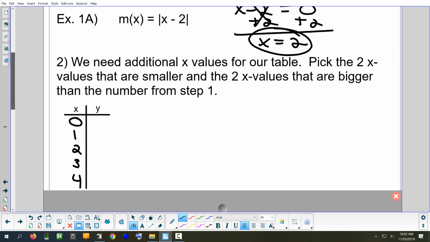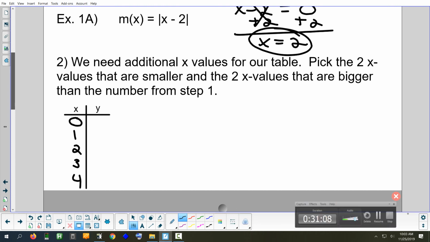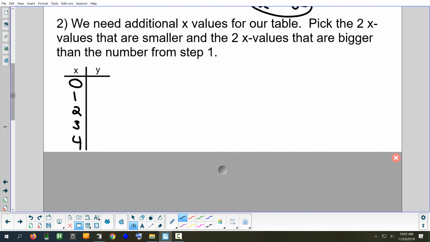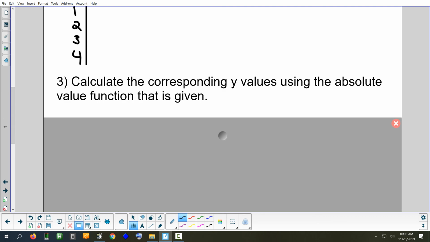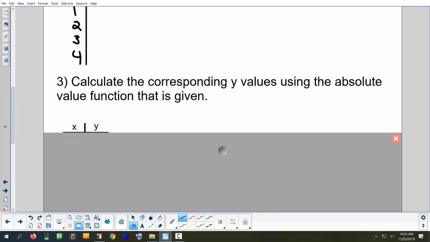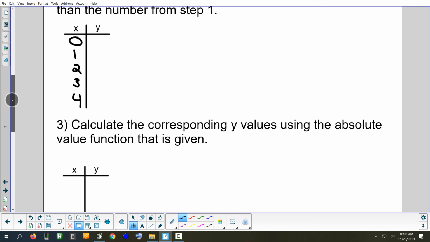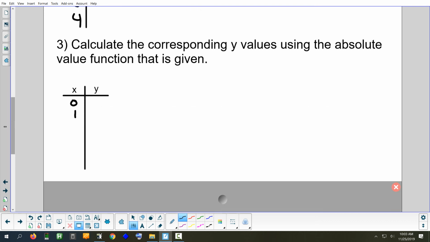We get the one in the middle, and then we get 2 smaller and 2 larger. All right, so that's the hard part, just figuring out which x's to pick. Okay? That's all I'm going to do for step 2. What column haven't we filled in yet? Yeah, we haven't filled the y's in yet. Well, that's step 3. Calculate the y values. Okay, so we've got our x's. We're going 0 through 4.